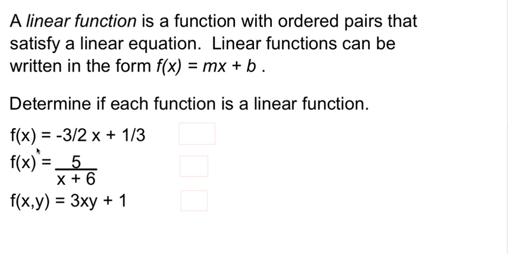So if they give me f of x equals negative 3 halves x plus 1/3, I don't have any variables in the denominator. I don't have any radicals. I don't have any squares or anything. And I don't have an xy together. So this meets all the descriptors. So this is, in fact, a linear function.